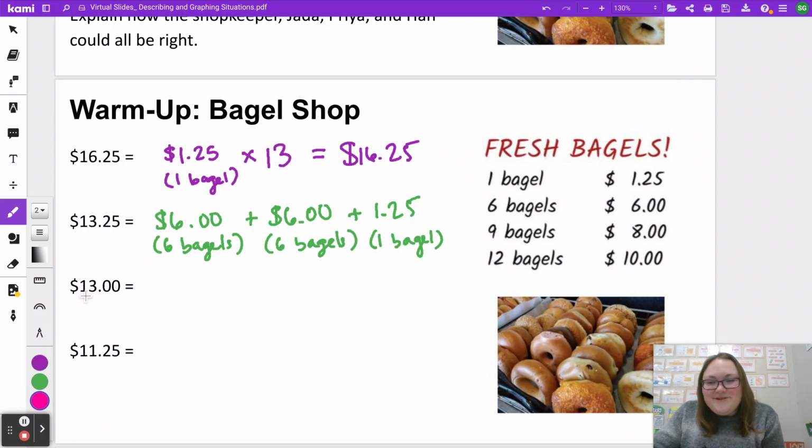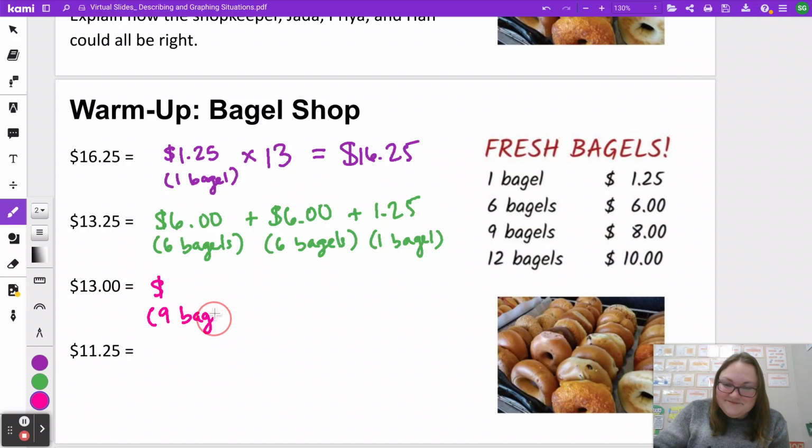Our next person, though, who got $13 wasn't using the bags of 6 bagels. They were using a bag of 9 bagels. And so you could start by grabbing a bag of 9 bagels. And if you do that, that costs you $8. Now we want a total of 13. So if you have a bag of 9 bagels, you need 4 more bagels. Now you can't grab any more bags. You're going to have to do those individual bagels.